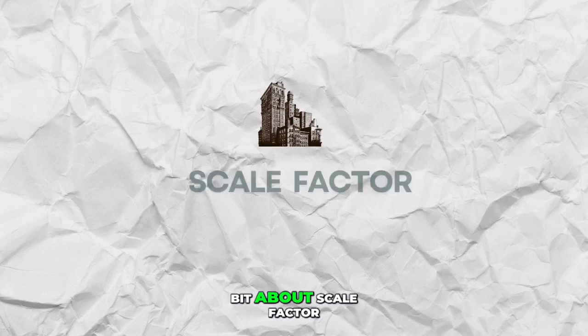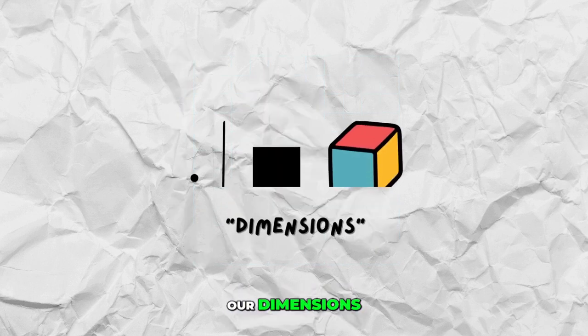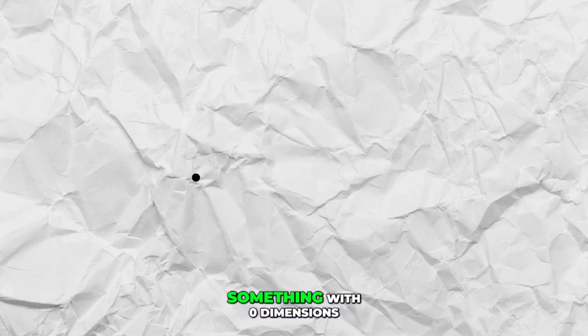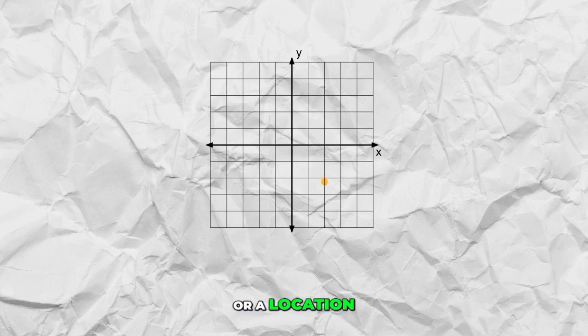Let's talk a little bit about scale factor. We can't discuss scale factor without first understanding our dimensions, okay? So something with 0 dimensions is a coordinate, it's a point, it has no axis of measurement. It's just a coordinate or a location.